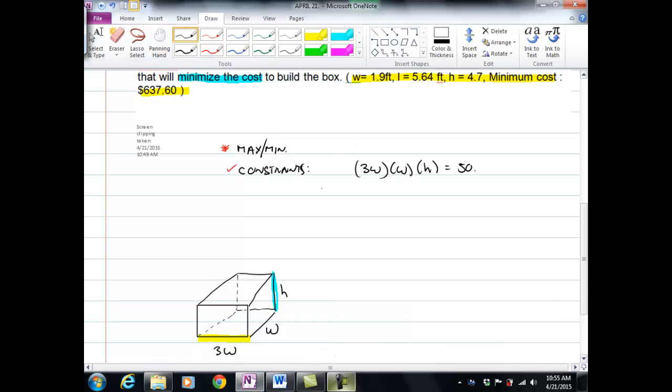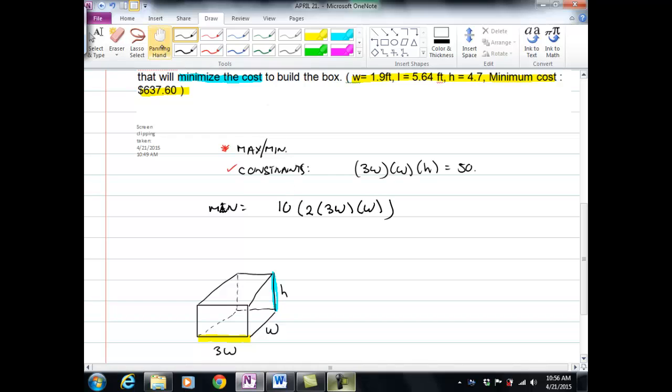So I want to hear. So this is your max min, right? So this is your max. This is your min equation. So you have 2 brackets, 3W times W, yep, times 10. That's correct.